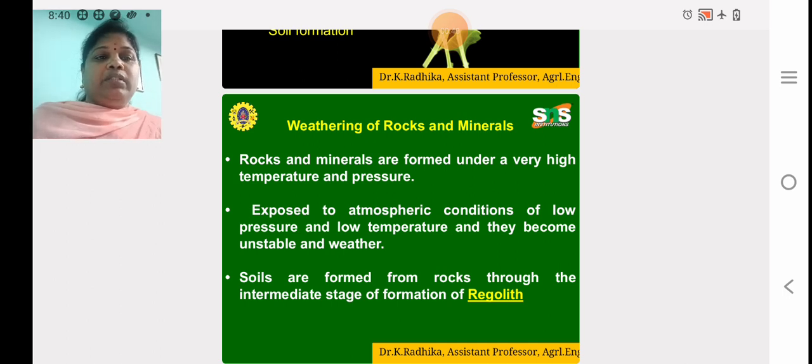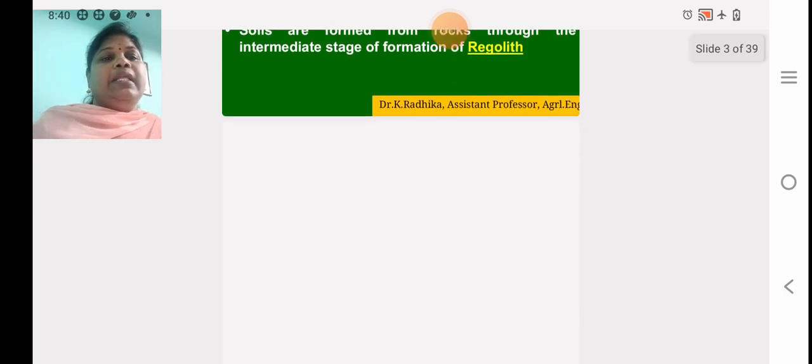What do you mean by regolith? Regolith is nothing but the intermediate stage of formation through which soils are formed from rocks. That is called regolith. Regolith is important for the weathering of rocks and minerals.